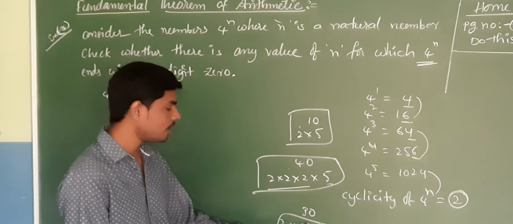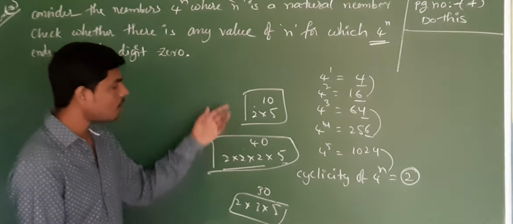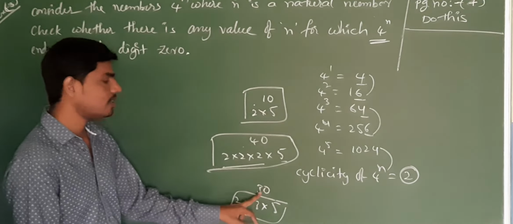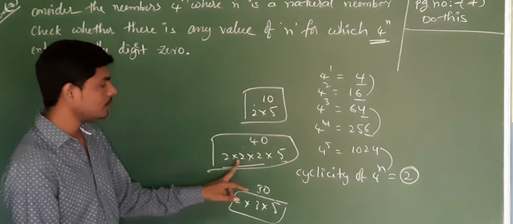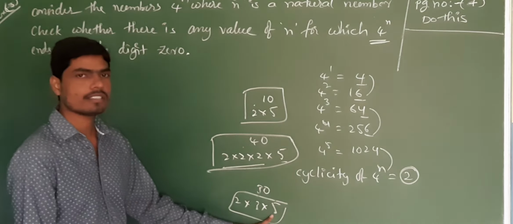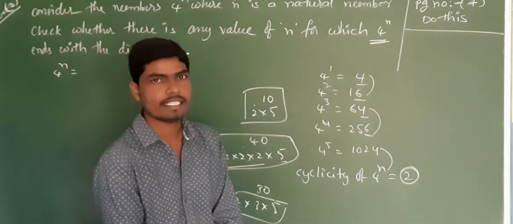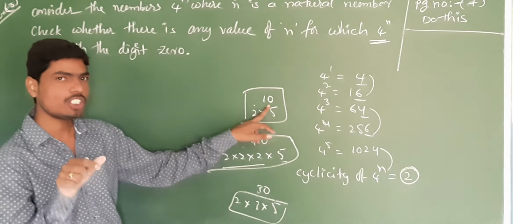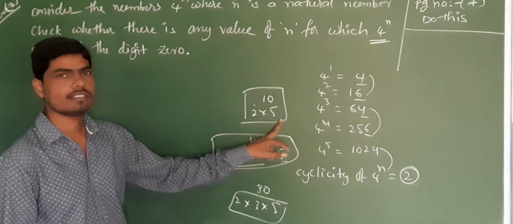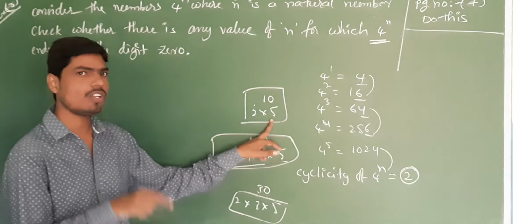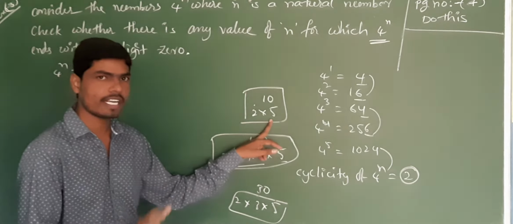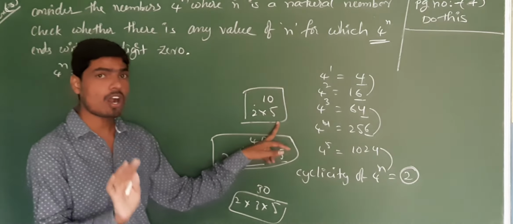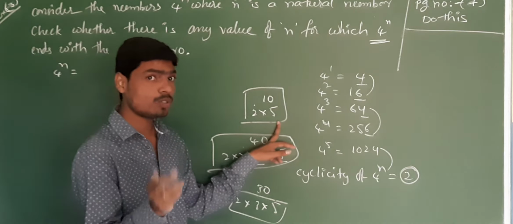Now 30 you can write as 2 into 3 into 5. Observe these three patterns, which contain 0: 10, 20, 30. So 2 into 5, 2 into 2 into 5, 2 into 3 into 5. What we are observing here is, for getting at least one 0, we should have 2 and 5. 2 5s are 10. In that case only you will get 0. Otherwise you will not get 0. One 2 and one 5 should be present for getting one 0. If you want to get 2 zeros, 2 2s and 2 5s should be present.